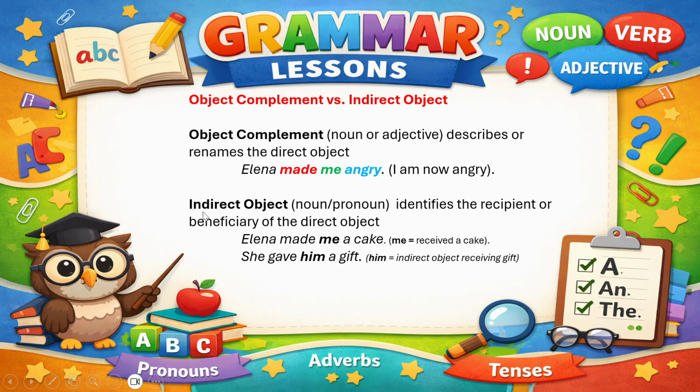Indirect object is quite a different thing. First thing is, an adjective cannot be the indirect object. This is the very basic thing to understand whether the last word is an object complement or an indirect object. Secondly, the indirect object identifies the recipient or the beneficiary of the direct object.